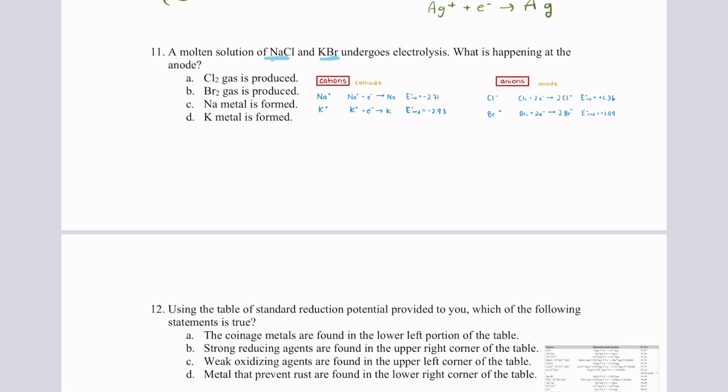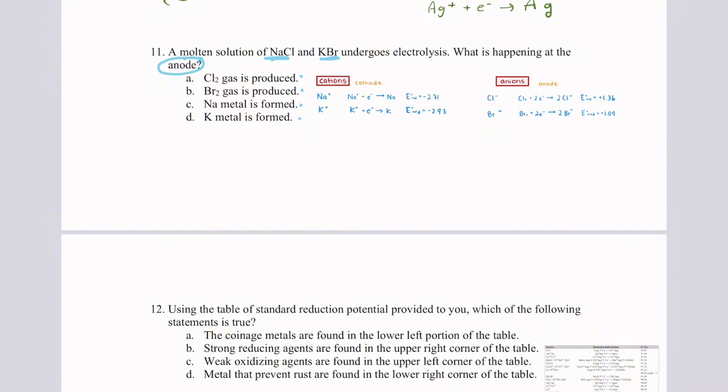Problem 11 says a molten solution of sodium chloride and potassium bromide undergoes electrolysis. What is happening at the anode? The choices are chlorine gas is produced, bromine gas is produced, sodium metal is formed, and potassium metal is formed. To solve this problem, we're going to split these salts into their ions, sort into oxidation versus reduction, compare potentials, and then decide the products at each electrode.